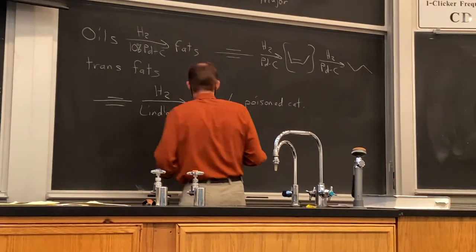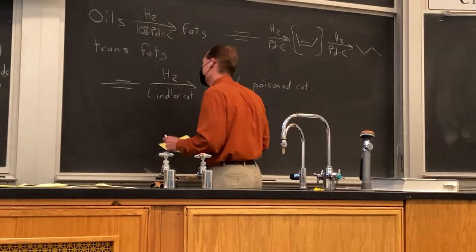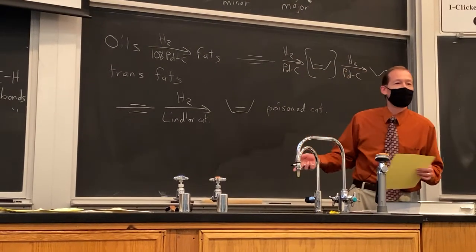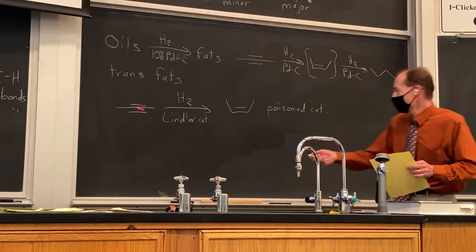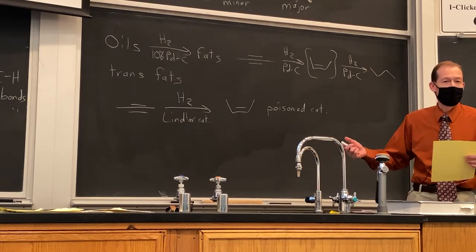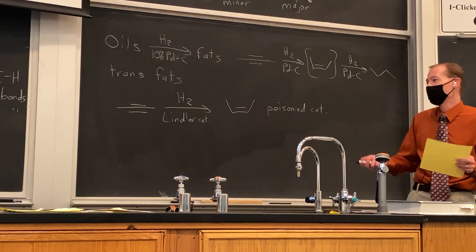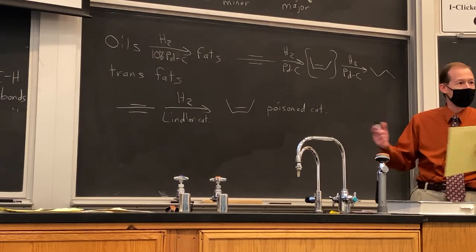But last thing for today, what if we want to reduce an alkyne and get a transalkene? We can't do that this way. We can't isomerize cis to transalkenes unless we use those metal catalysts. But there's a better way to do it.